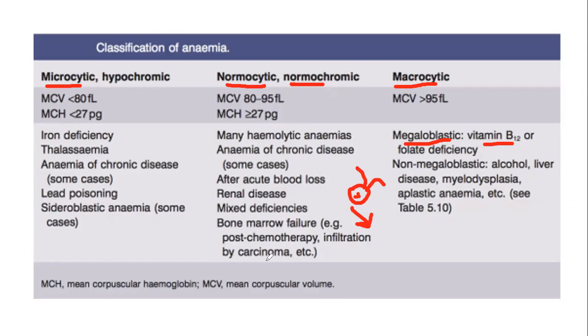after acute blood loss, renal disease, or mixed deficiency like bone marrow failure, like post-chemotherapy or infiltration by carcinoma or cancer. If a patient has bigger size red blood cells, macrocytic, MCV more than 95, it is called megaloblastic anemia. The underlying cause is vitamin B12 deficiency or folate deficiency. Also non-megaloblastic reasons: alcohol, liver disease, myelodysplasia, or aplastic anemia.